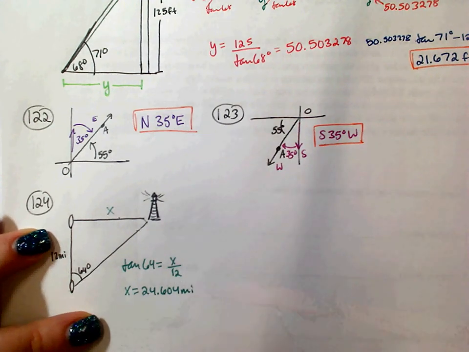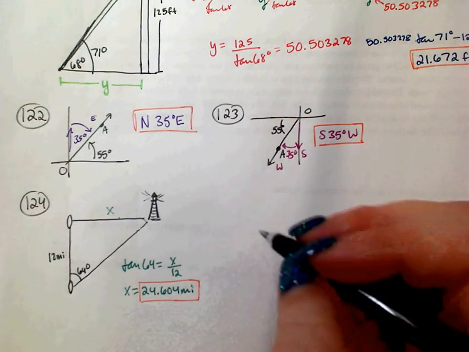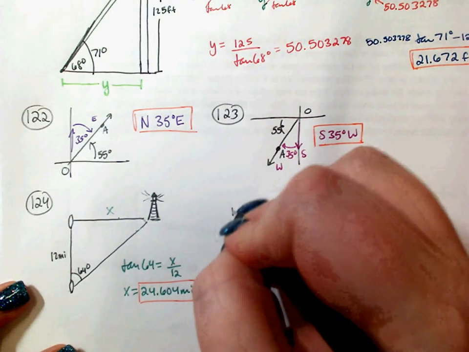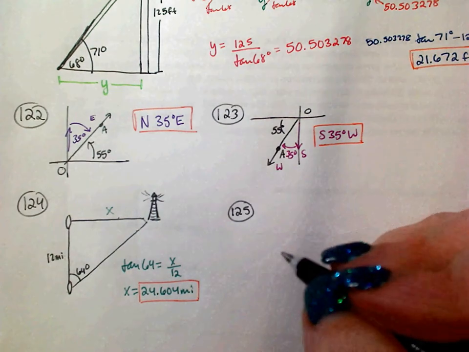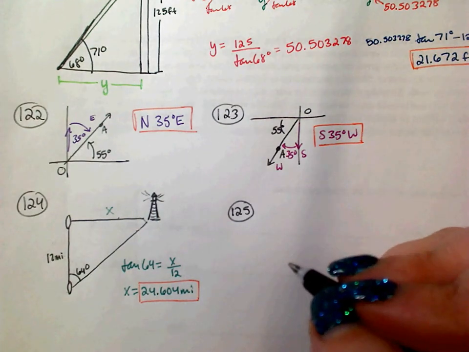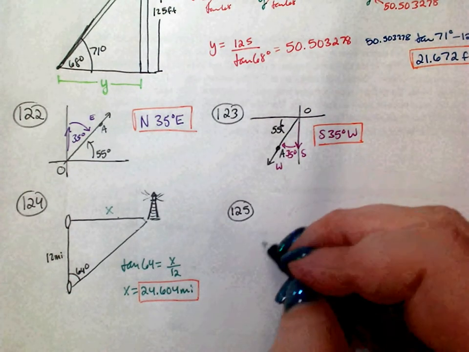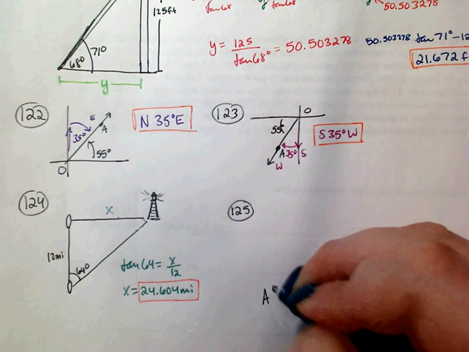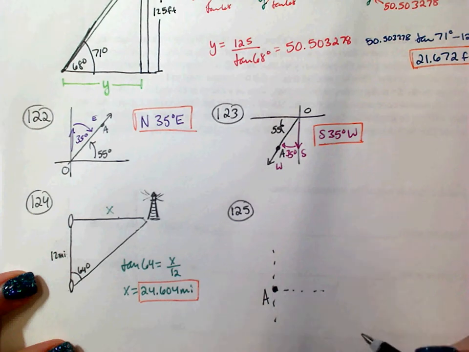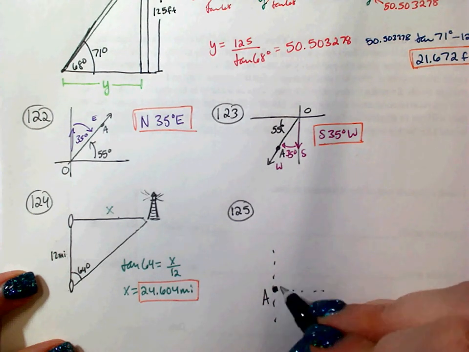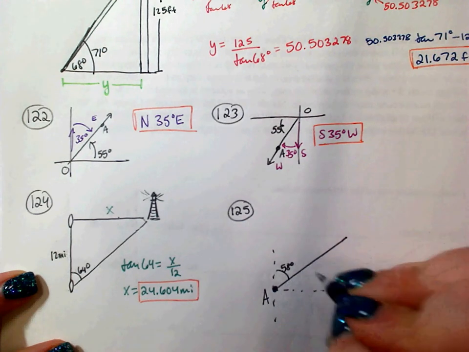Okay, 125. From city A to city B, a plane flies 850 miles at a bearing of north 58 degrees east. Okay, so from city A, we're gonna go north, and then here is 90 degrees, so 45, so 58 is somewhere in here. So it's 58 degrees for 850 miles.